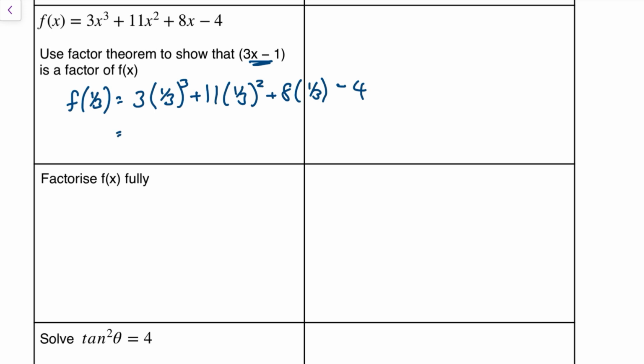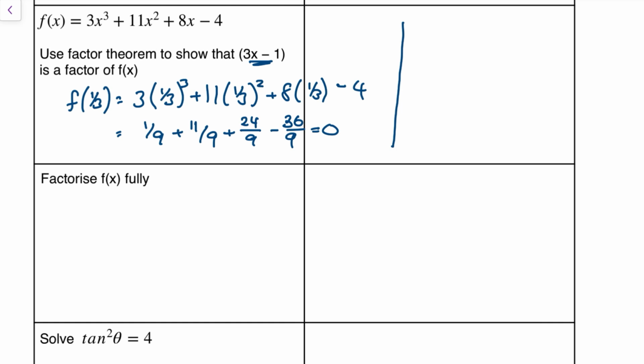Now, again, it's a show that question, so I've substituted the value in. You don't need to do loads of work in the middle, but let's just write it out anyway. A third cubed is 1 over 27, so that's going to be 1 over 9. 11 times a third squared is the same as plus 11 over 9. 8 over 3 is the same as, well, let's just multiply that by 3, which is going to give me 24 over 9, and minus 4 is minus 36 over 9. And then you've got 1 plus 11, which is 12, plus 24 is 36, minus 36 is equal to 0. Write the conclusion.